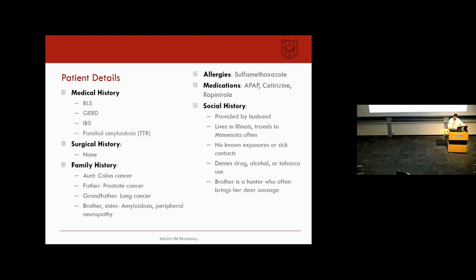And then social history, again, provided by the husband. She lives in Illinois. She does go to Minnesota often to see family. No known exposures or sick contacts. No drug, alcohol, or tobacco use. And then this was written in the H&P: the brother is a hunter who often brings her deer sausage. Any thoughts on these? All right, we'll get to the deer sausage.